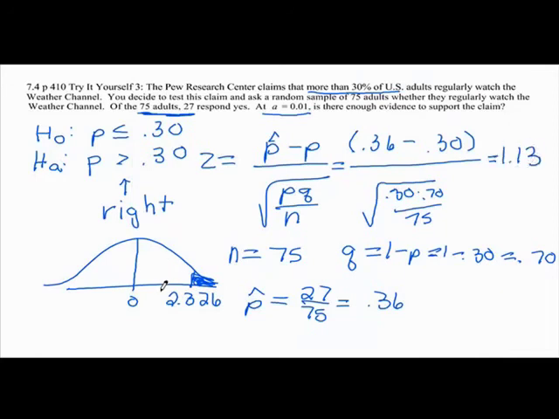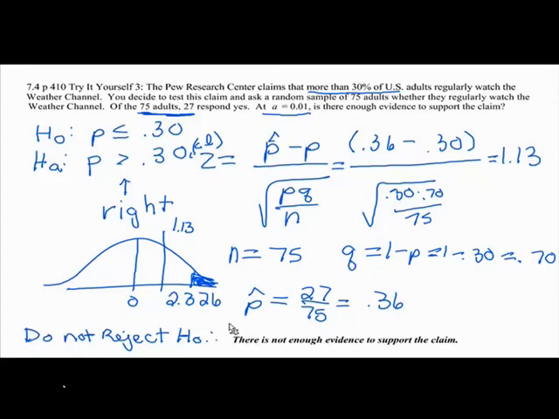So our z is equal to 1.13. If we put that on our curve here, 1.13 is not in the critical region. Therefore, we do not reject the null hypothesis. And our claim was the alternate hypothesis here. That was our claim. So if we do not reject the null hypothesis, which is our H sub 0, then we do reject the alternate hypothesis. Therefore, there is not enough evidence to support the claim that more than 30% of U.S. adults regularly watch the Weather Channel.